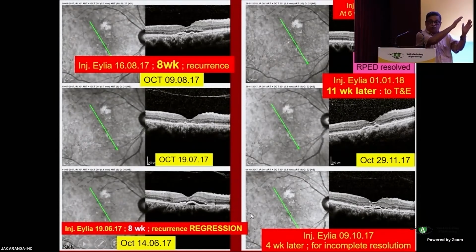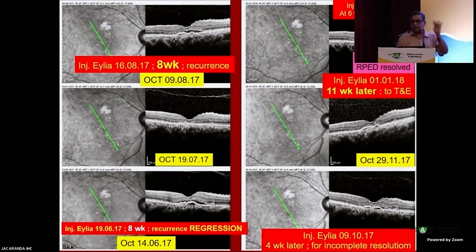But so far it was improving. Now what happens? You go down. You were improving. Now you've come to 8 weeks, recurrence came back. Full-fledged recurrence at 8 weeks. Again, you treat. Again, at 8 weeks, there's a recurrence. And 4 weeks later, because there's still incomplete regression, you still treat.